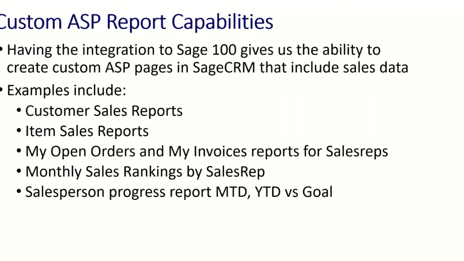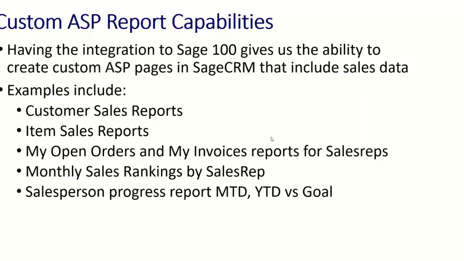And that means that we can very often, and for a lot of our customers that used to have a Sage 100 person run a report for them, we can have those reports available within the CRM system and just with a click. Example, customer sales report, we can have in there item sales report, the top items, my open orders, my invoices. So a salesperson can look at quickly their open orders that haven't shipped yet, or their invoices that went out in the last 30 days, so they get an idea of what's going to be on their commission report. Monthly sales rankings by sales rep, salesperson progress, that type of thing.